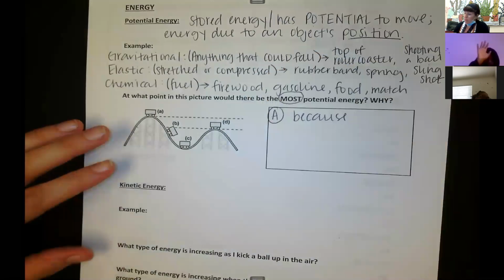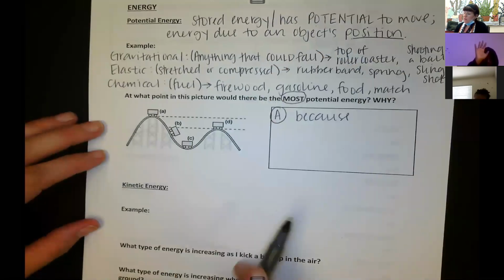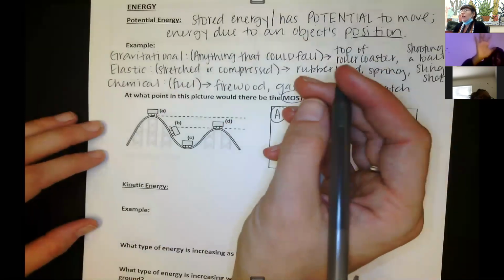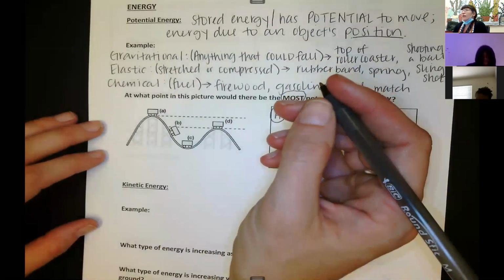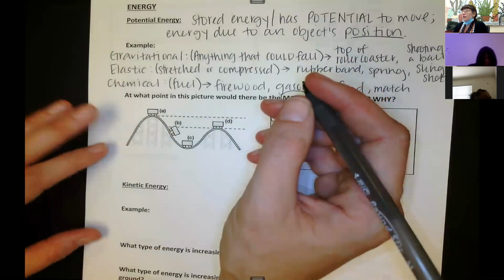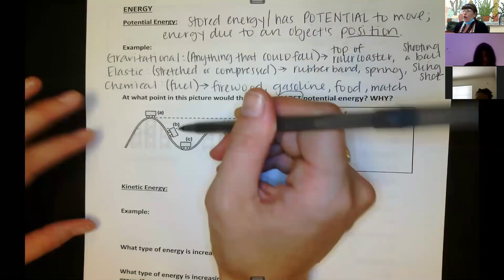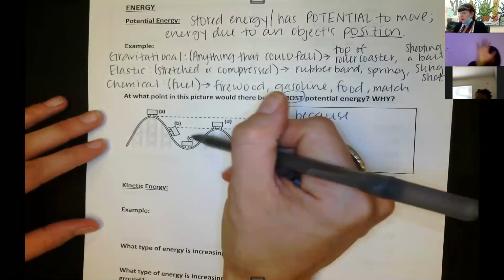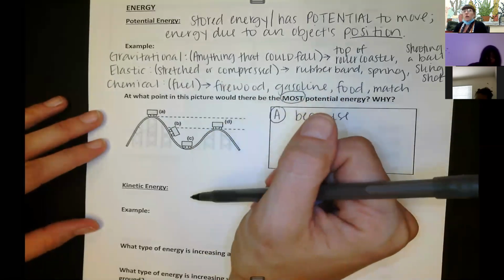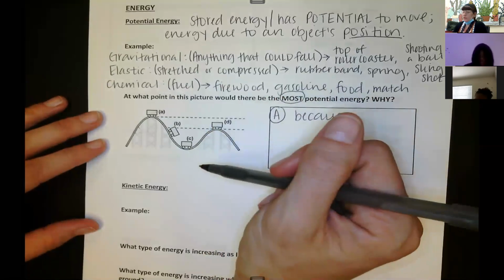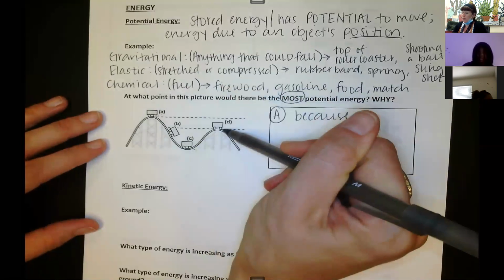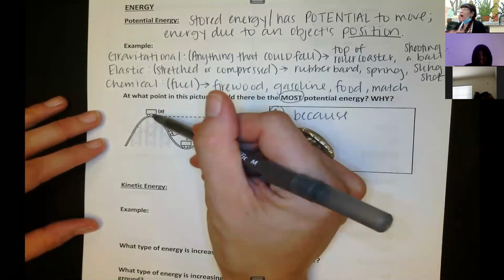Okay, B has the potential to fall. Well, what kind of energy is B? What is it, Christian? Mechanical, right? It went from potential to kinetic. What about C? Does C have more potential energy than A? Does D have more potential energy than A? Why not?